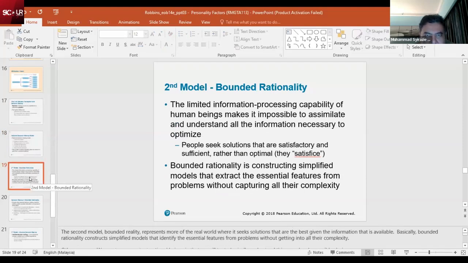The second model, or second approach, is bounded rationality. The limited information processing capability of human beings makes it impossible to assimilate and understand all the information necessary to optimize. It means that people seek solutions that are satisfactory and sufficient rather than optimal. So there are situations in which you need not have every piece of information in hand when you make a decision. Only certain important information, then you are able to make a decision. They call it satisficing. The simplest example is when you buy your car: do you have all the information about the car, about financing, about the processes and everything, or only certain information, then you decide to buy that particular car?